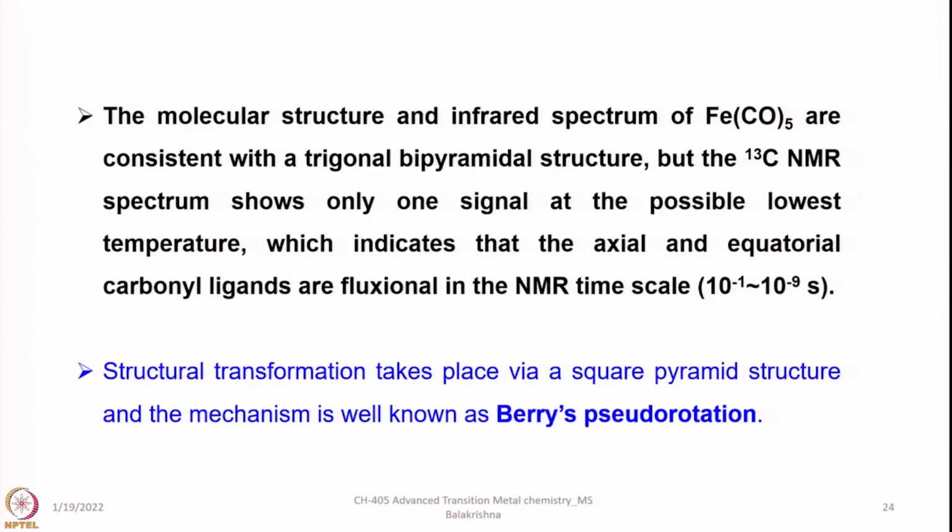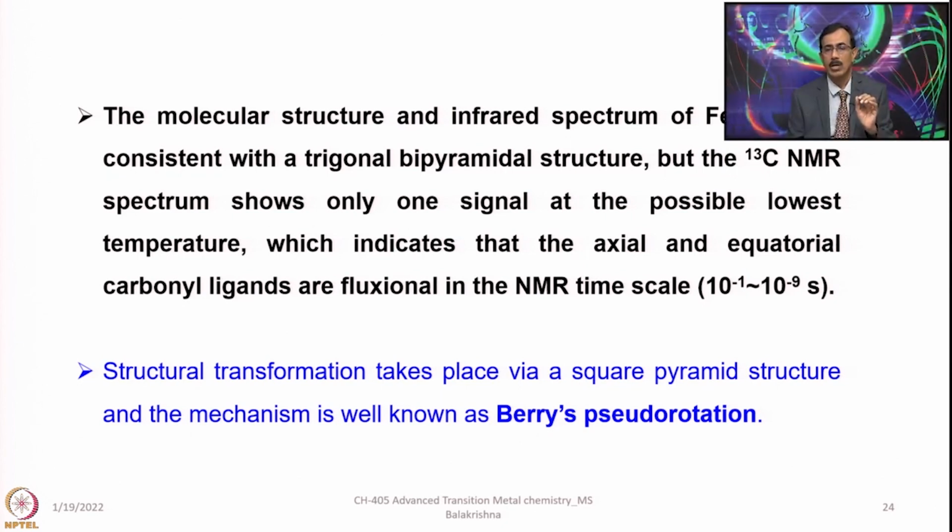So, the molecular structure and infrared spectrum of iron pentacarbonyl are consistent with a trigonal bipyramidal structure. So, it is not square pyramidal, but when we look into the 13C NMR spectrum, it shows only one signal for carbonyl groups even at the lowest possible temperature. So, that means iron pentacarbonyl is a trigonal bipyramidal complex. In this one we have 3 carbonyls in the equatorial plane and 2 in the axial positions.